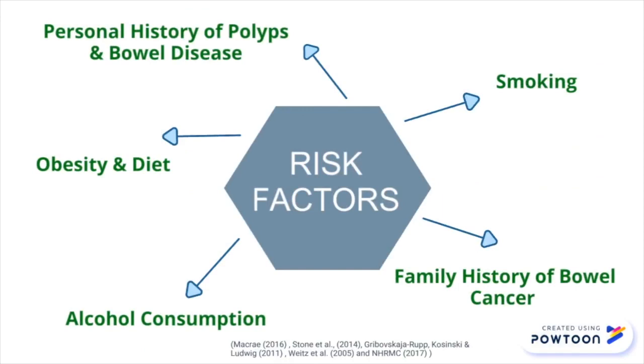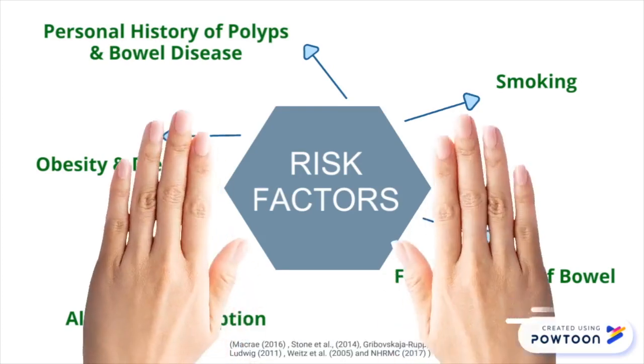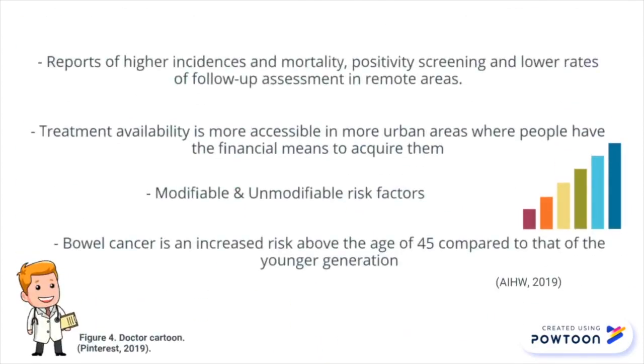Bowel cancer does not have a specific cause, rather it has risk factors to promote its development. Examples of environmental risk factors are smoking, alcohol consumption, and obesity. Some non-modifiable risk factors comprise of a personal history of adenomatous polyps considered as precancerous, bowel disease, and family history of bowel cancer. It is clearly evident in data that people living in lower socioeconomic and remote areas have more cases of positive screening as a result of resources and location.